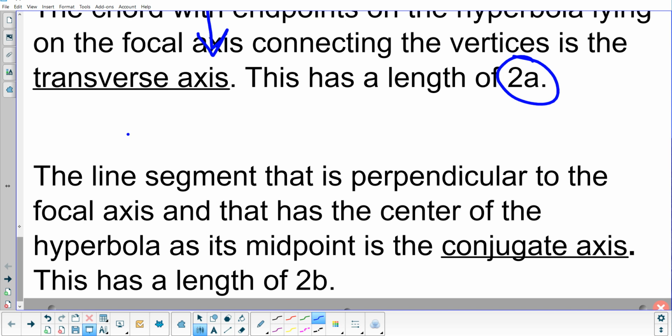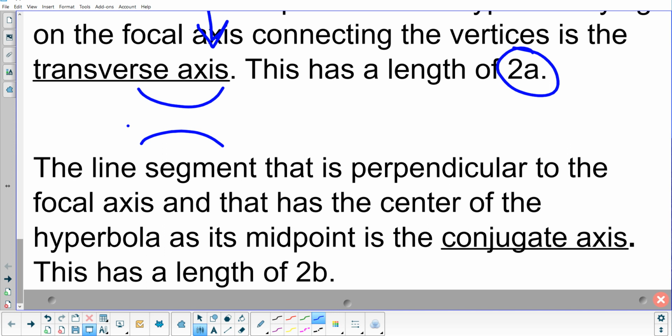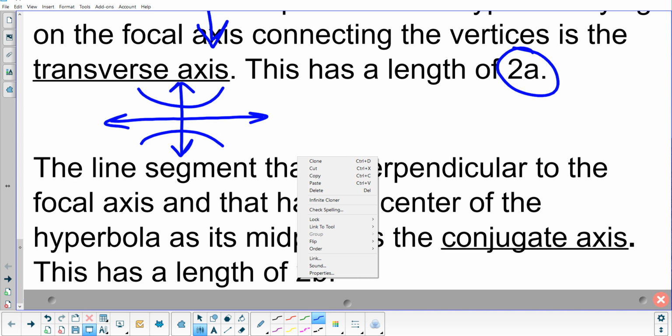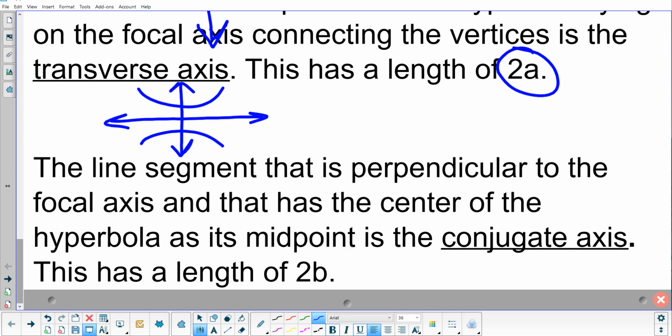If your branches looked like, how did I draw it up above? If they looked like this, that would be your focal axis. This would be your conjugate axis. And not really, I'm not concerned about this last statement really, but the length of the conjugate axis is 2b. Yesterday we called this the minor axis. So it's the same ideas, it's just different names. Conjugate axis is taking the place of the name minor, and transverse axis is taking the place of major. But it's the same concepts.